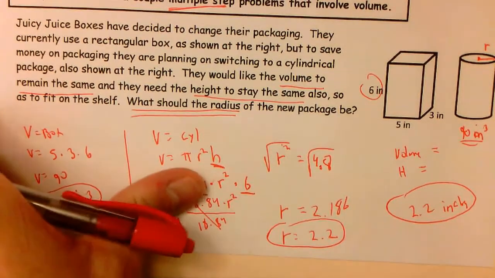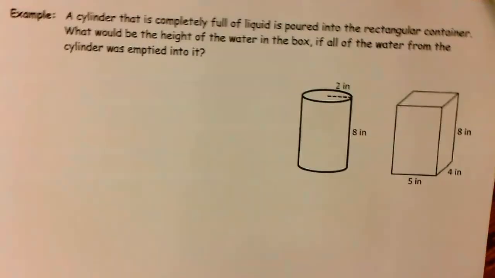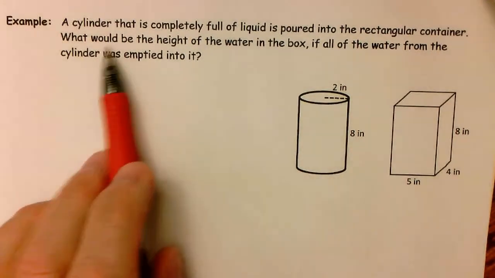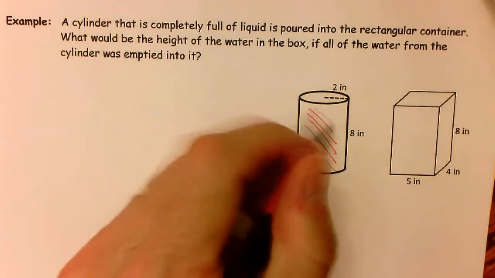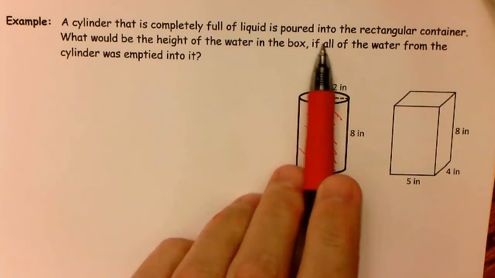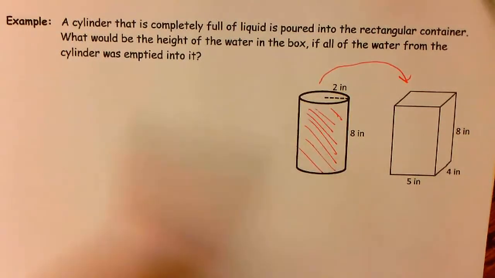All right, let's look at one more example, which is a little bit tricky, and we'll be done. All right, this last example is a cylinder that is completely full of liquid, so this thing is completely full of liquid, is poured into a rectangular container. We're going to pour it in there.